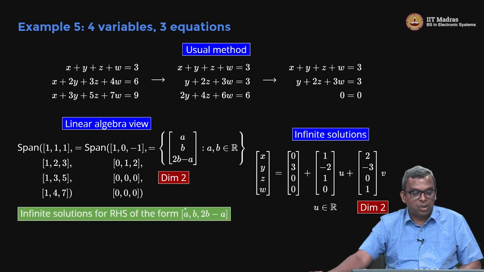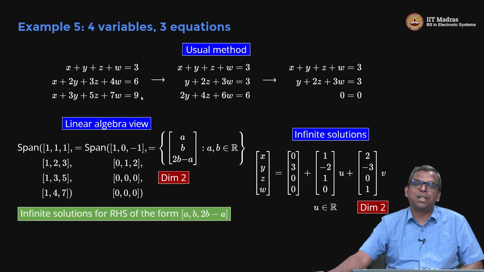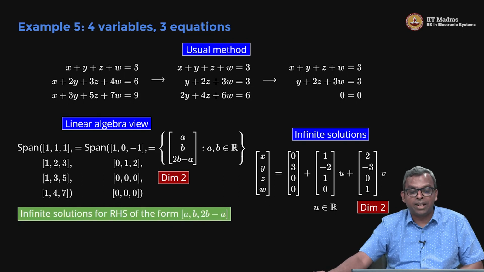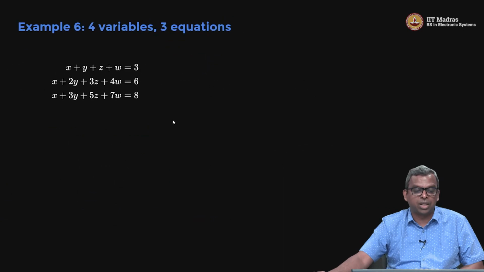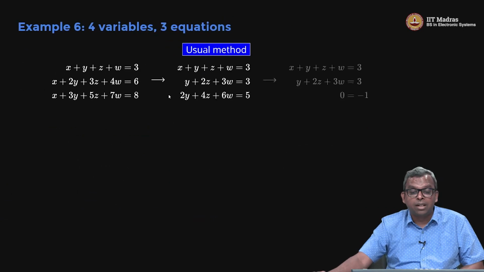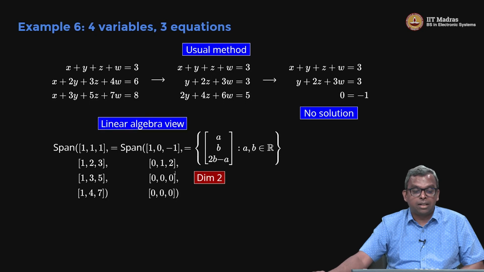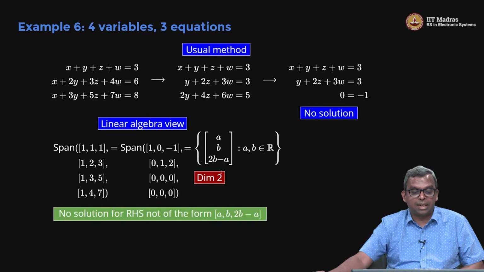Okay, so it looks like infinite solutions are there, but only if the RHS has a certain form, because the span here now is restricted. It's not all possible R3. It is only those of the form A, B, 2B minus A. Okay, so interestingly, you should be able to cook up a situation where you have no solution. If you change the 9 to 8, you see that you get a contradiction 0 equals minus 1, because clearly this is not of the form A, B, 2B minus A, and it will have no solution.